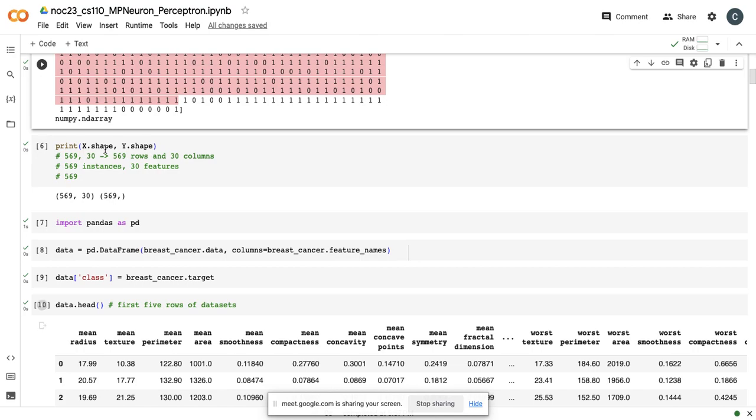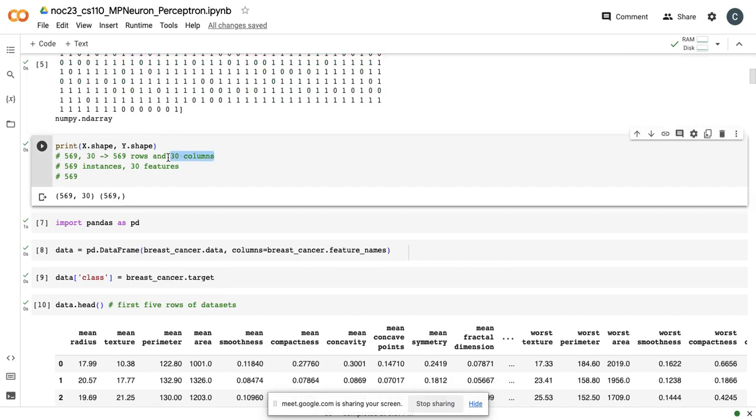Now, using shape we get to know the instances of x and y, that is, how many rows and how many columns there are. Whenever we say columns, assume that columns means features of the dataset. When we say 30 columns, it means 30 features are present in the dataset, and 569 instances are there. So maybe for one person, all these 30 features have been recorded. Likewise, for 569 persons, the same 30 features have been recorded.